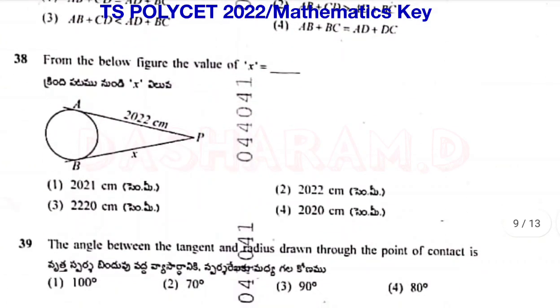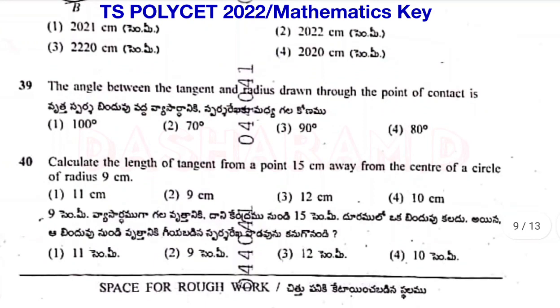Question number 38. From the below figure, what is the value of X? It is very clear: P is an external point, and PA and PB both are tangents. When two tangents are drawn from an external point, they are equal as per the property. So here PB is X, PA is 2022, so the X value is also 2022 centimeters. Option 2 is correct.